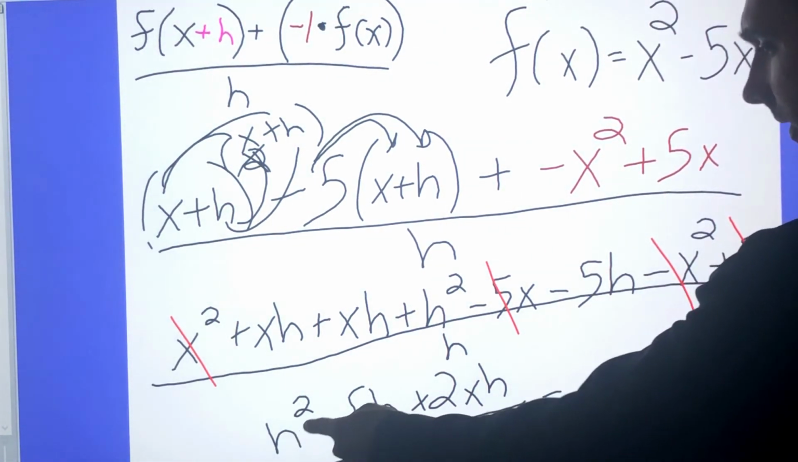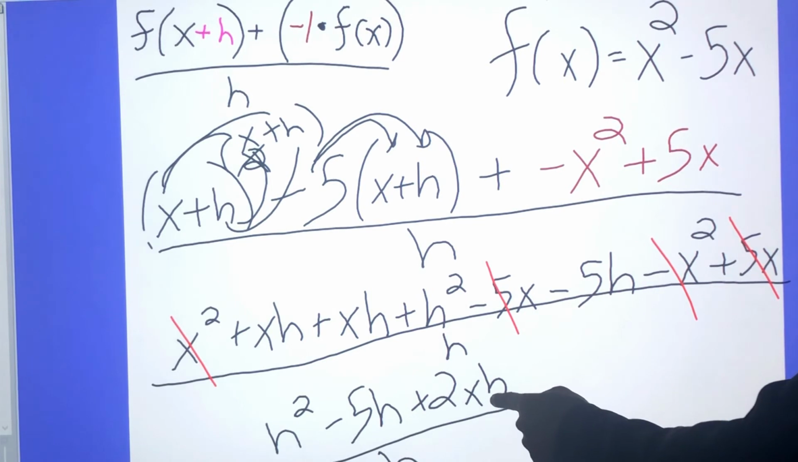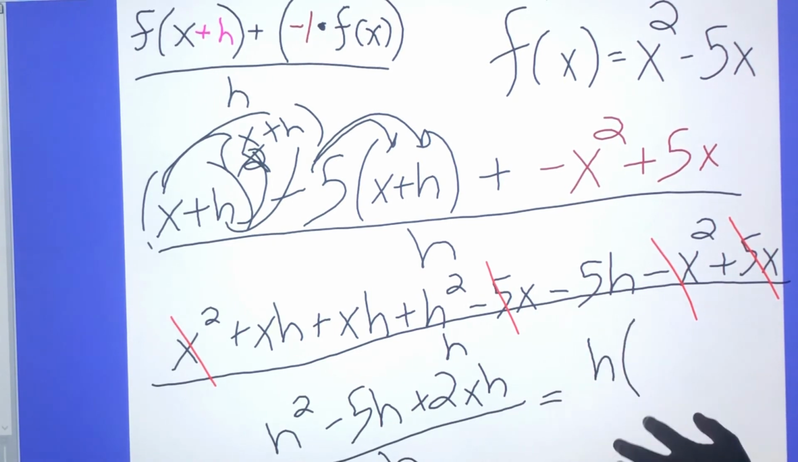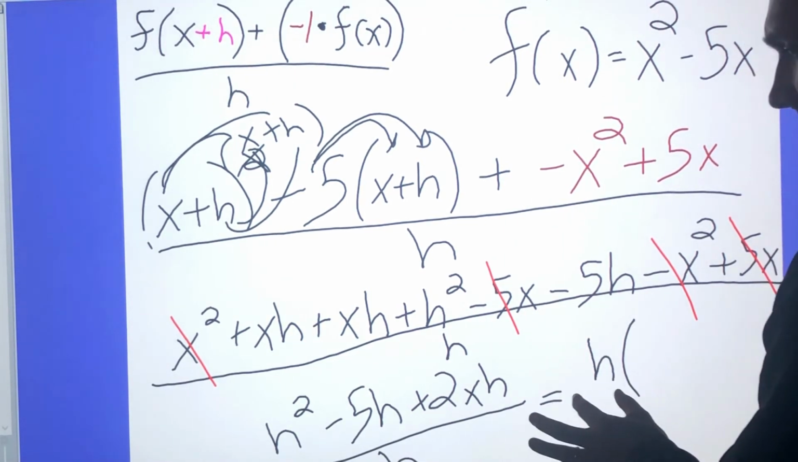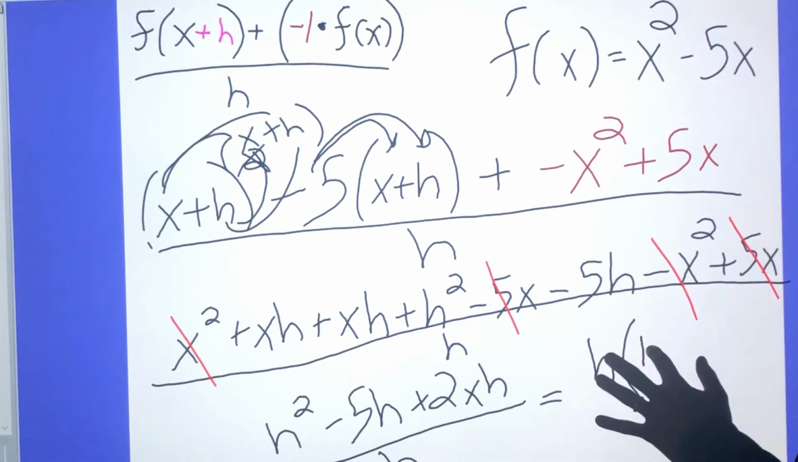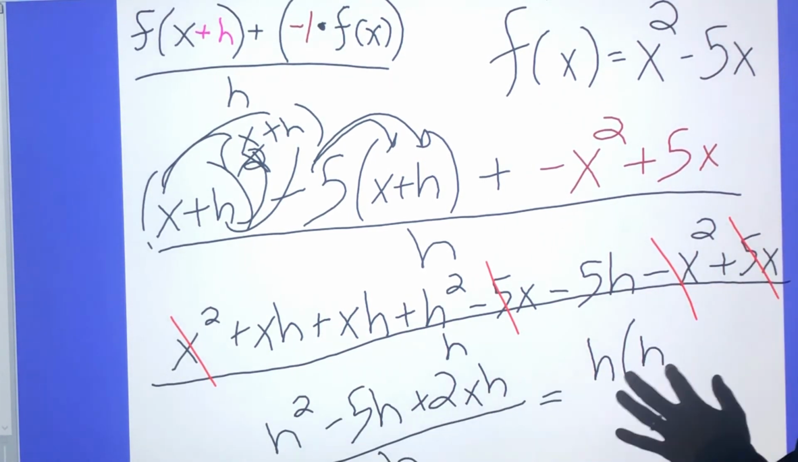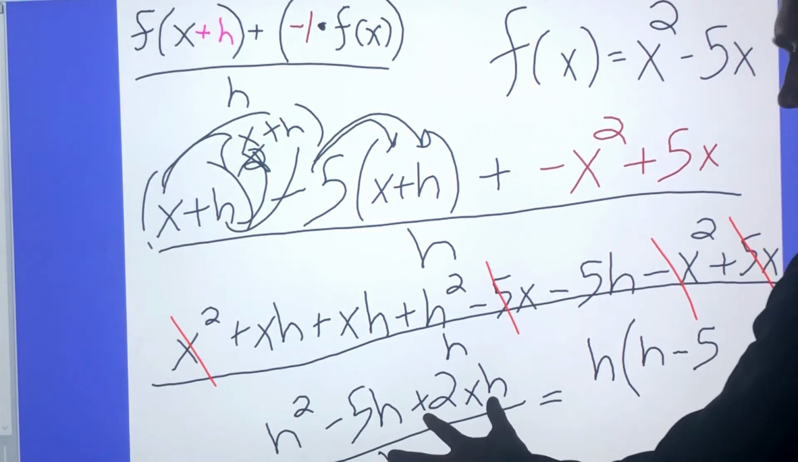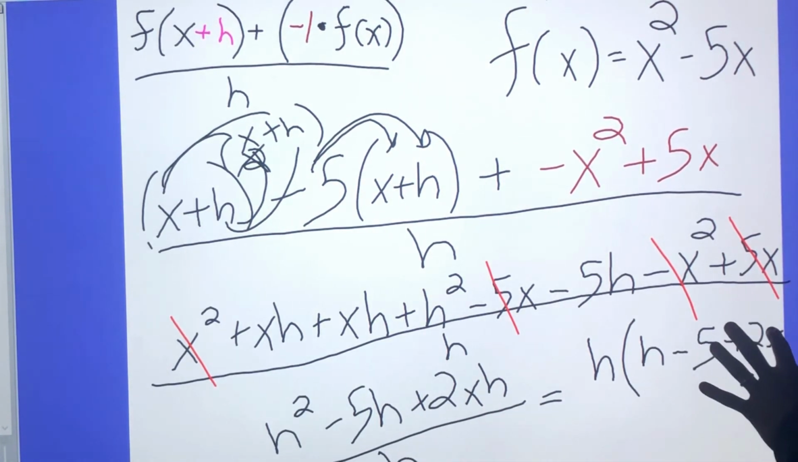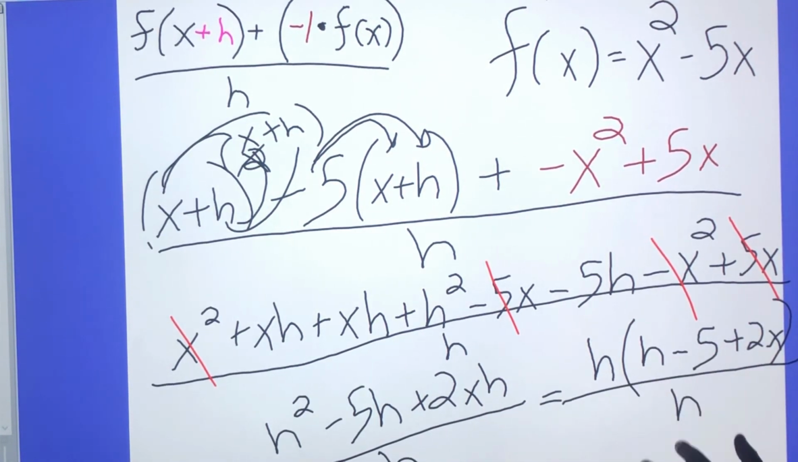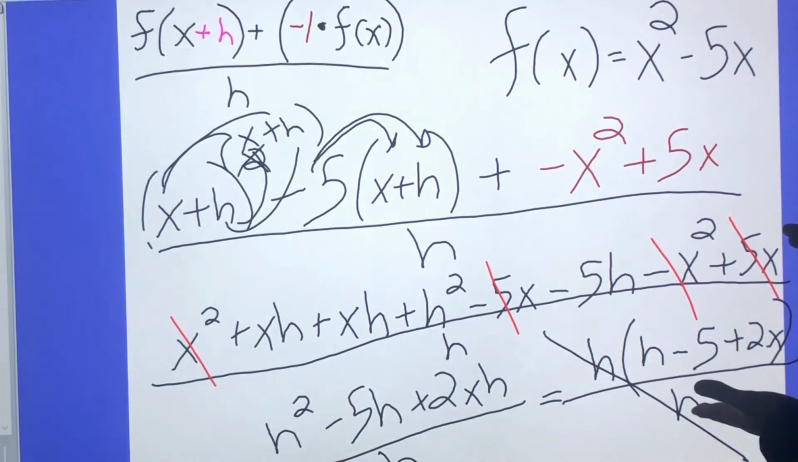Now what does h squared, 5h, 2xh have in common? Well, what did I say over and over again? I said an h. So if I take out h for each of these, that'll leave me with 1 left. That'll leave me with just a minus 5. And here, if I take away an h, I just have a 2x left over. And divide that by the h there, I see these h's will reduce to 1. So therefore, my final simplified answer is h minus 5 plus 2x. That's the slope of my function, x squared minus 5x.